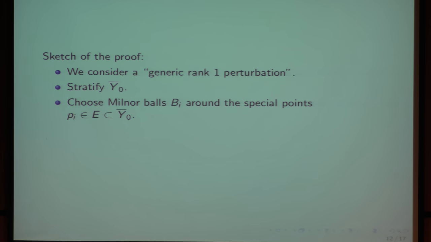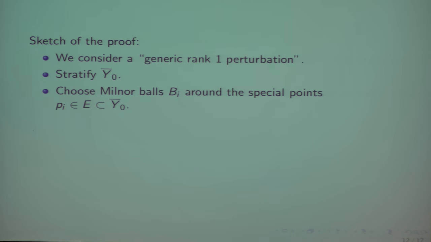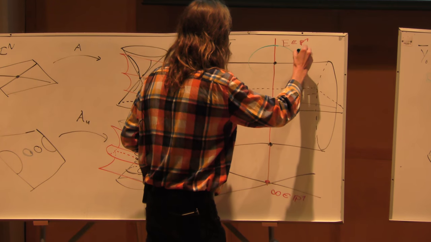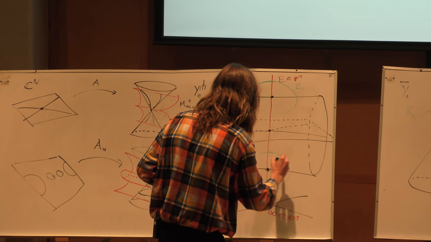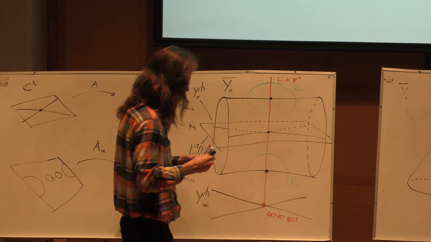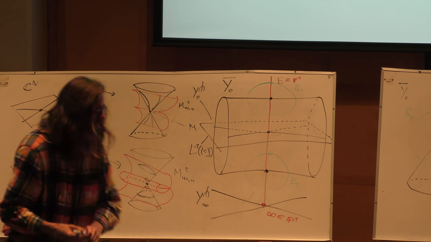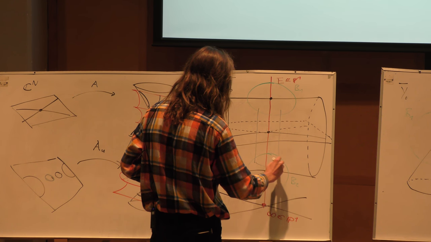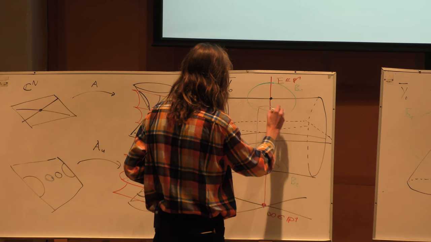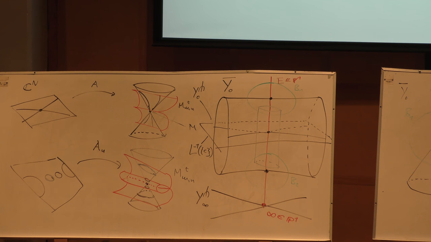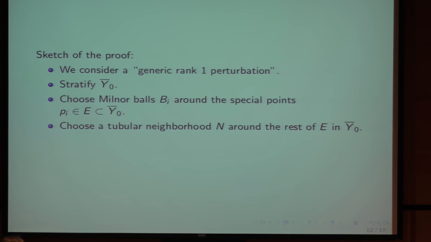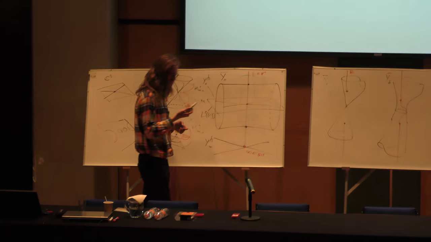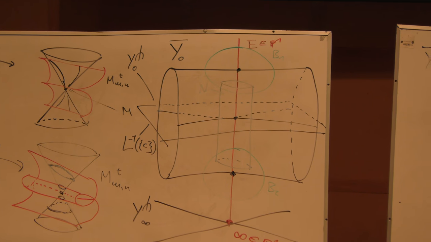And then we choose Milnor balls as before around the special points. So here B1, here B2, but we also need to take care of the other singular locus and take some tubes around these loci. This is this step, so this is N. I think this marker is giving up. Let's see how far we get.